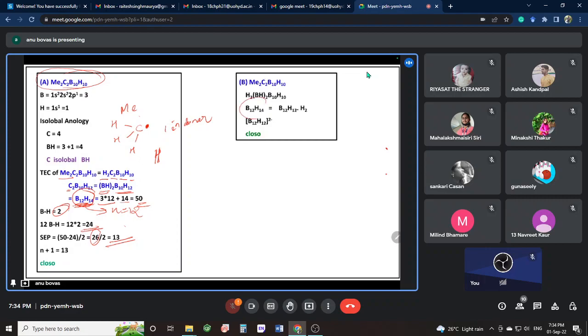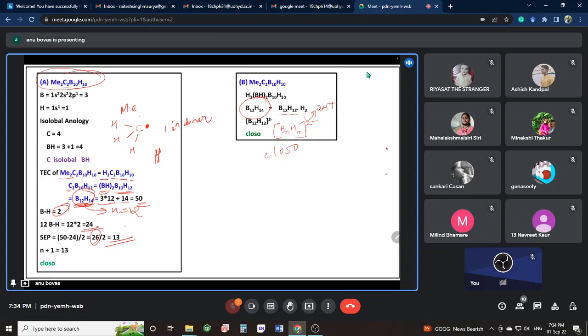You have to replace and you will get B12H14. That much I have explained here. So from B12H14, this can also be written as B12H12H2. So if we remove 2H plus, a 2 minus sign will be present: B12H12 2 minus. BnHn 2 minus falls under closed structure.